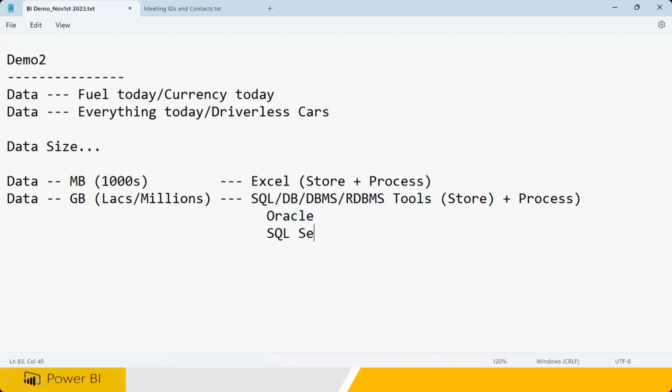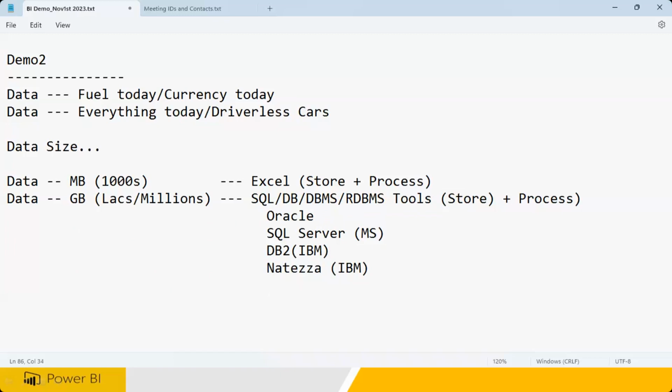Microsoft is giving you SQL Server software. It is from the Microsoft company. IBM company is giving you one software called DB2 Database 2000. It is from IBM company, right? So one more database is also given by IBM, Netezza. So a lot of companies are available all over the world.